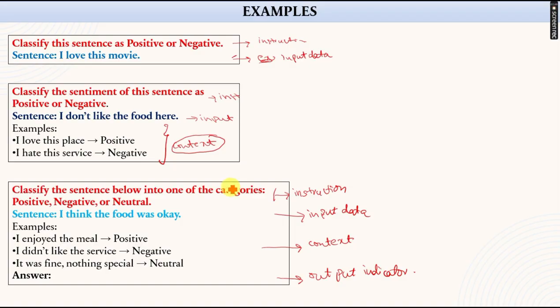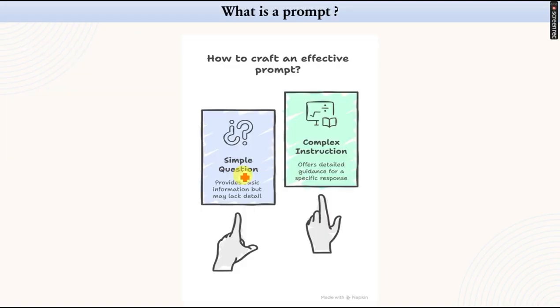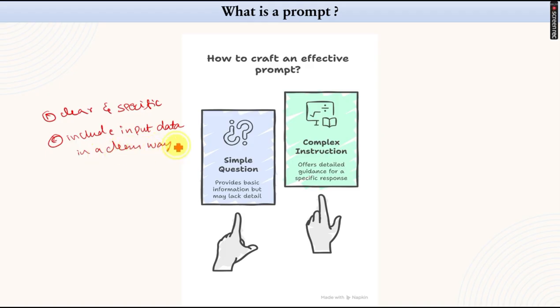Now that we understand the components and how they appear in examples, let's talk about how to craft a better prompt using all these elements. The first step is to start with a clear instruction. You need to be very specific about what you want. Avoid vague language like tell me something, and use detailed instructions like summarize the following news article in 2 sentences. Then include the input data in a clean and easy to understand format. For example, put your paragraph or sentence under a label like text: or sentence: to make it clear.